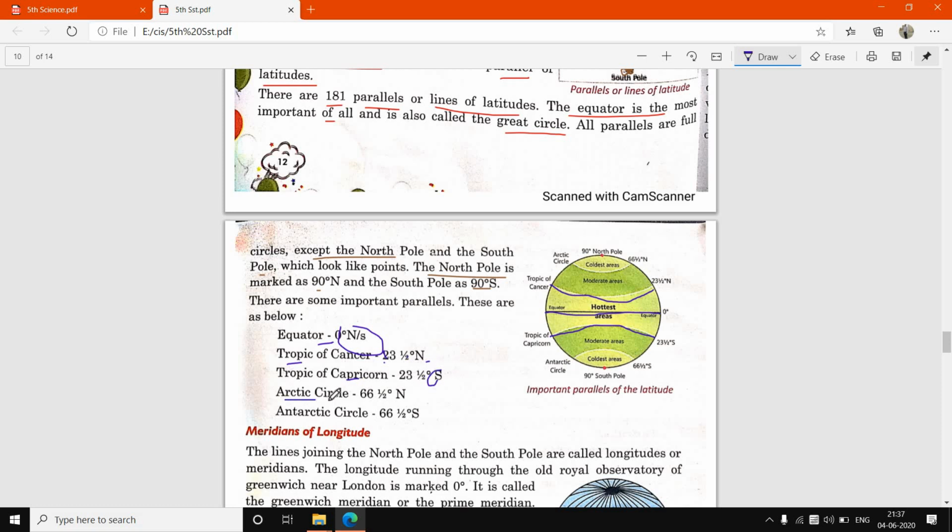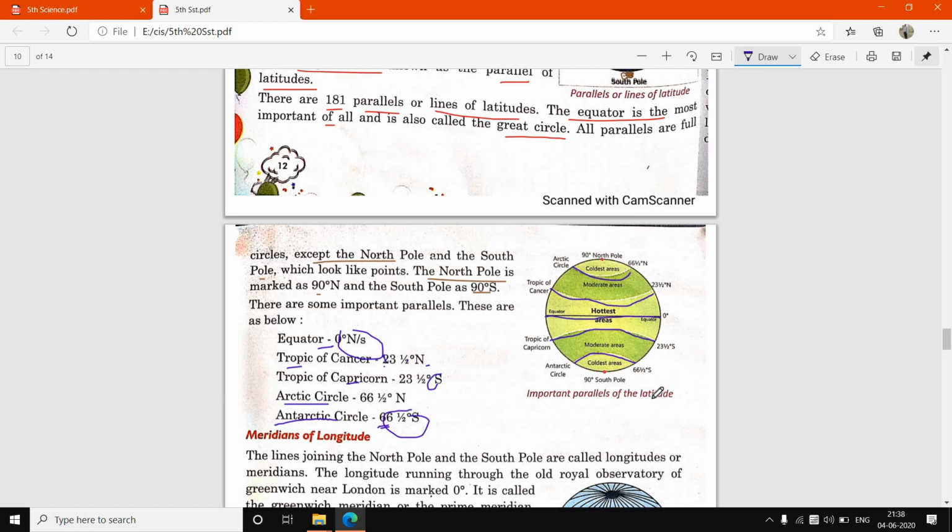Now what is the Arctic Circle? It lies on the north side at 66 and a half degrees. This is called the Arctic Circle. Now the Antarctic Circle. Here this is the Antarctic Circle on the south side, at 66 and a half degrees south. So these are the important parallels of latitude.